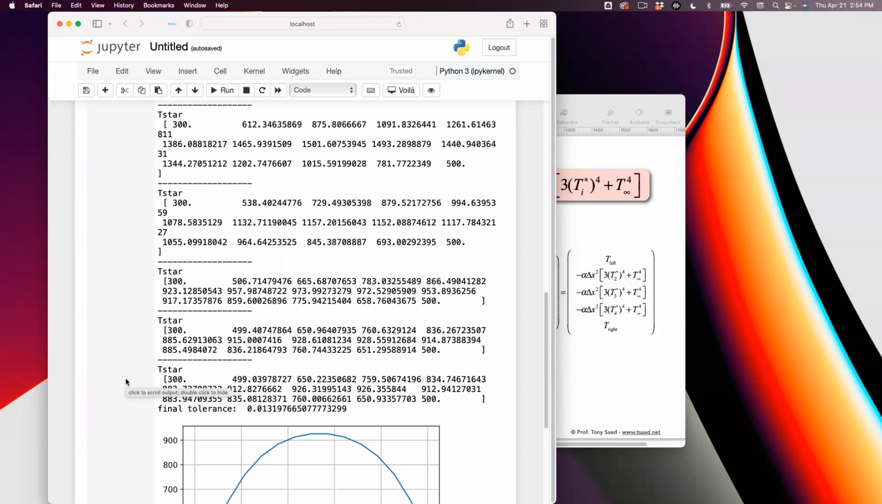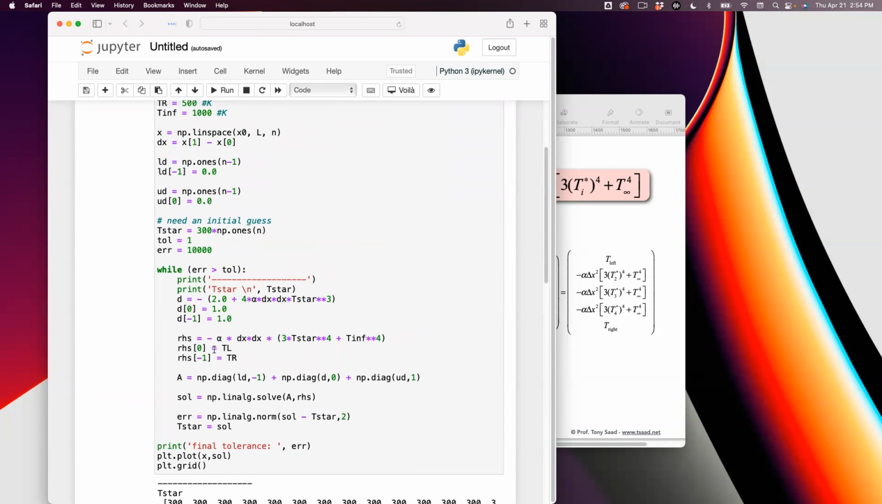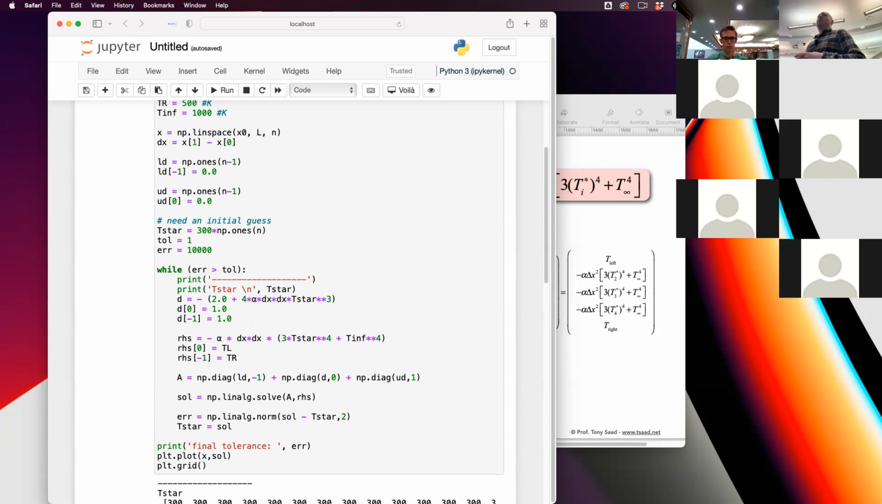Can you scroll up to your code? I can scroll up to my code, please. Thank you. Okay. You guys on Zoom, you're right. Can you see everything?